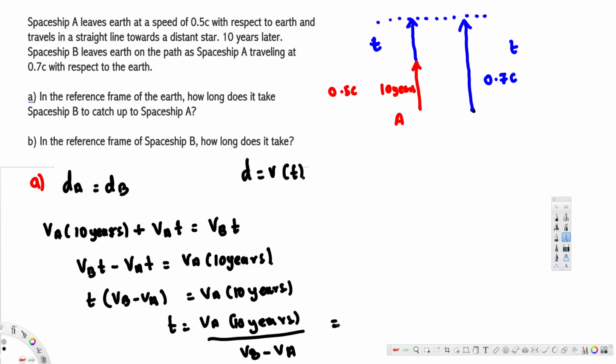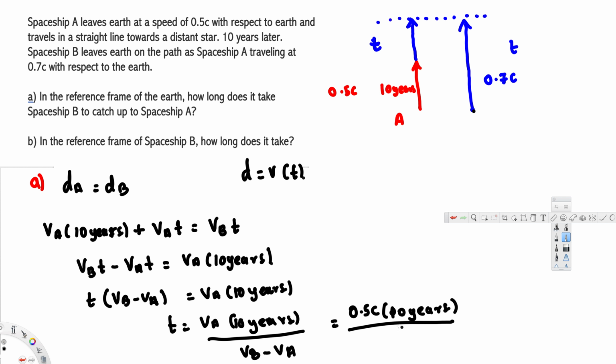Okay, now let's go ahead and plug in the values. First we have VA, which is traveling at 0.5c, times 10 years, divided by VB, which is 0.7c, minus 0.5c, that's 0.2c, and that's going to give us 25 years. So this B is going to travel 25 years to catch up with A.